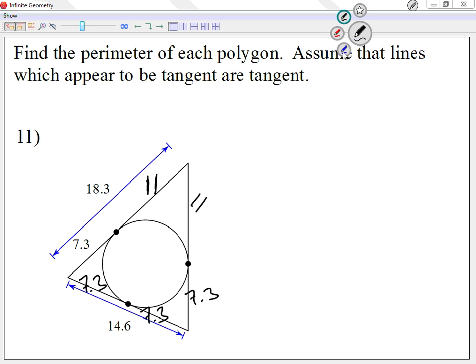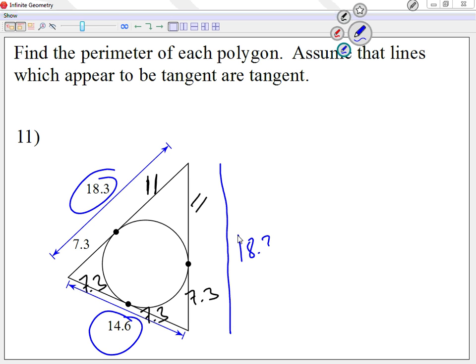So now for my perimeter, I know this whole side is 18.3. I know this bottom side, the whole thing is 14.6. And I know on this other side, the whole thing is 18.3. Right, I added those two numbers. The whole side is 18.3. Now add your three sides, and you should get 51.2.